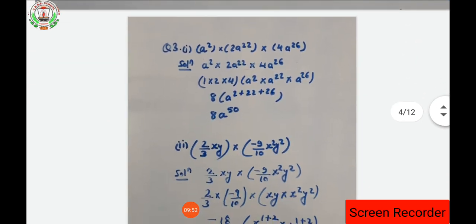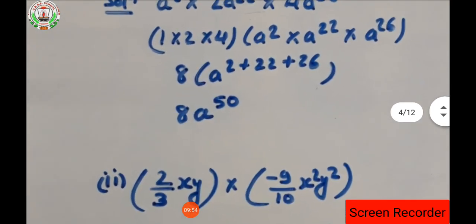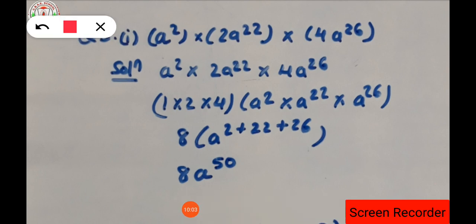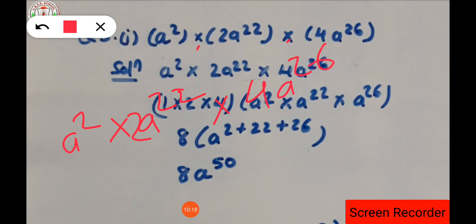Now the next, third question. What does the third question say? In the third question, it is said to find the product, isn't it? So let's see how to find the product of the numbers. In place of comma, we have to put the multiplication sign. So a square into a to the power 2a to the power 22 into 4a to the power 26. Here 1 is there, nothing is written in front of a square, that means 1 is there, isn't it?